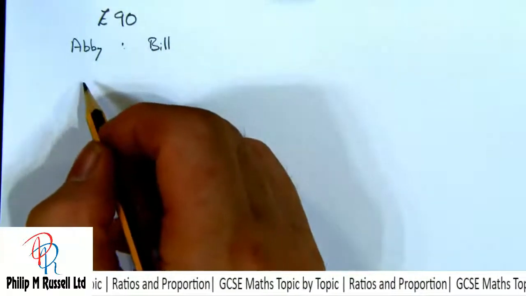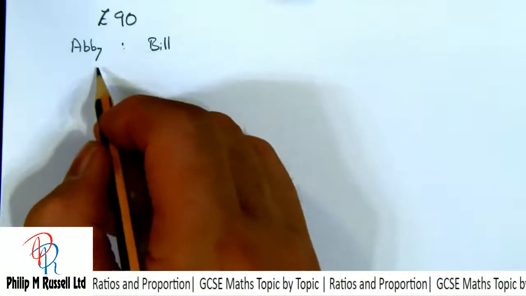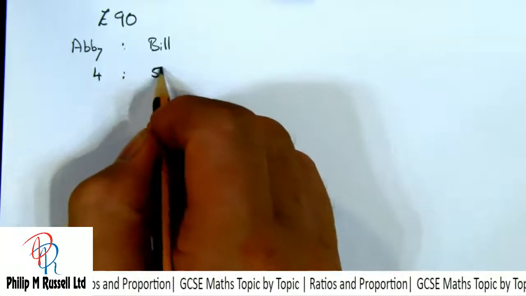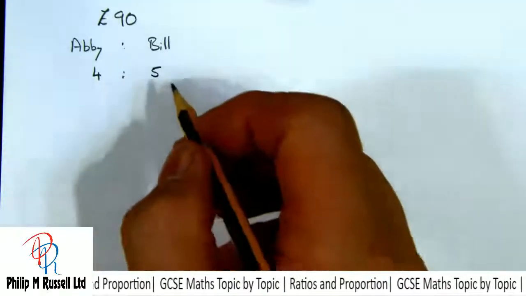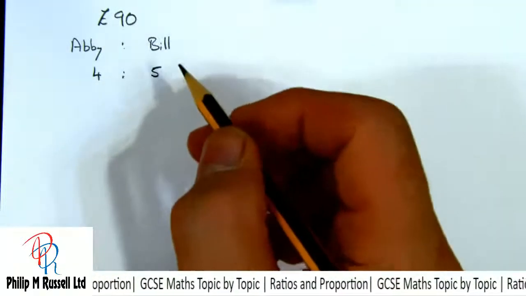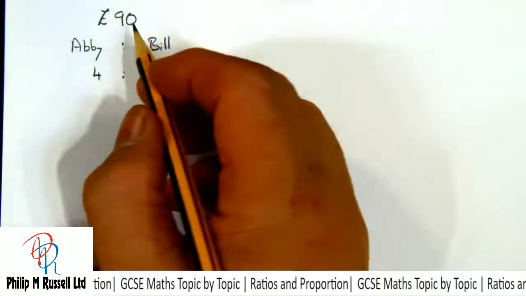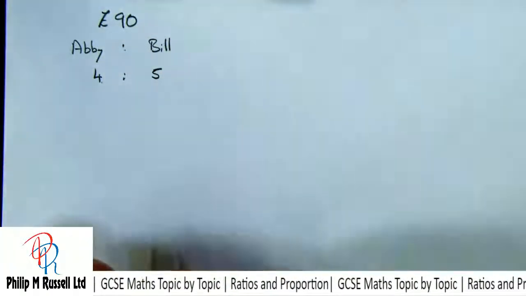They're the shorter names I can think of. Right, and they're going to be shared in the ratio perhaps of 4 to 5. It's a very simple example. Usually they've got harder numbers, but I'm not trying to make the numbers difficult here. We're looking at how to get it to work. £90 shared in the ratio of 4 to 5.